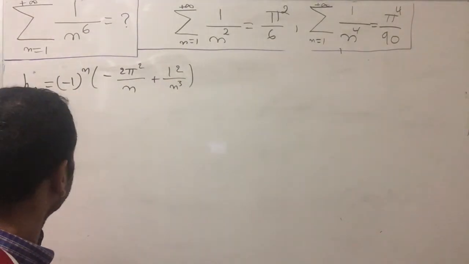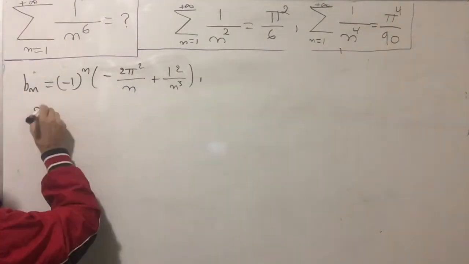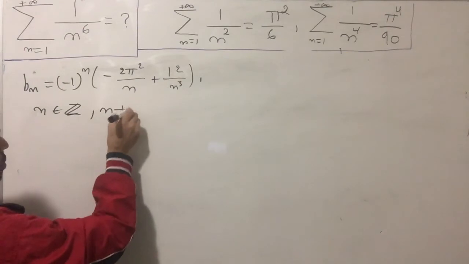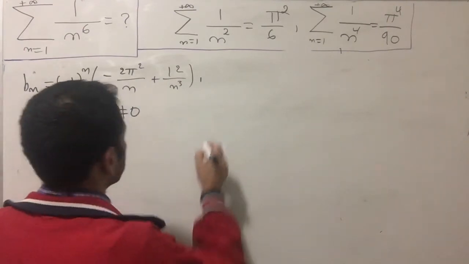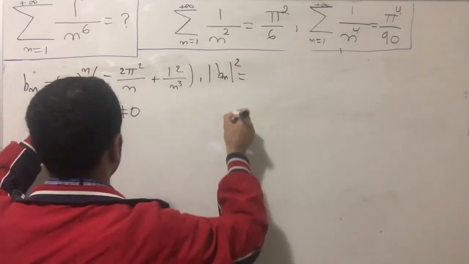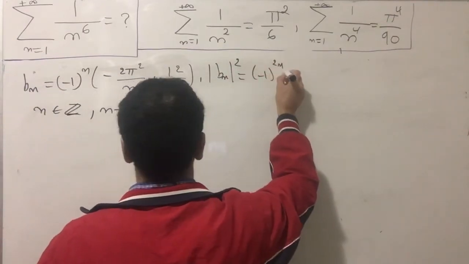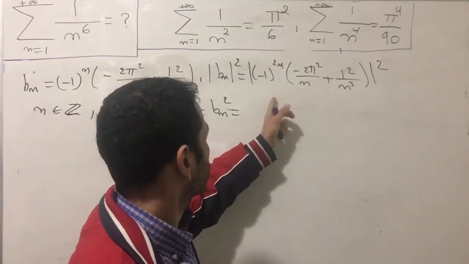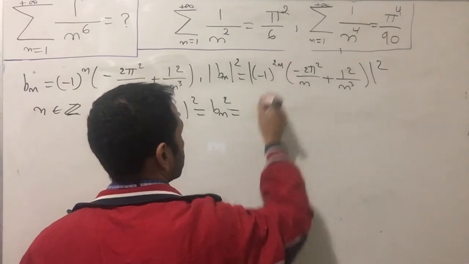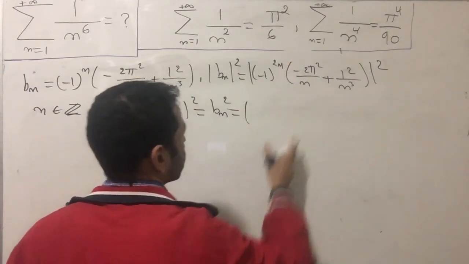So I'm going to calculate b sub n to the fourth power, for n an integer with n not equal to 0. So we have the absolute value of b sub n to the fourth power equal to this one, minus 1 to the n. This one is positive, since minus 1 to the n, squared, is 1. I'm going to calculate what is inside.